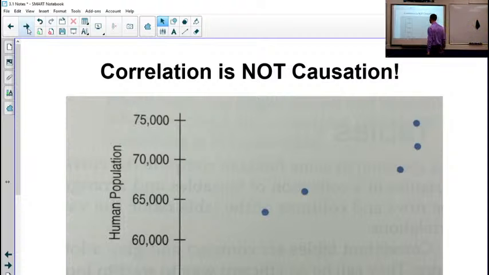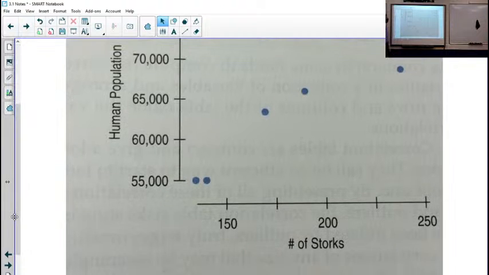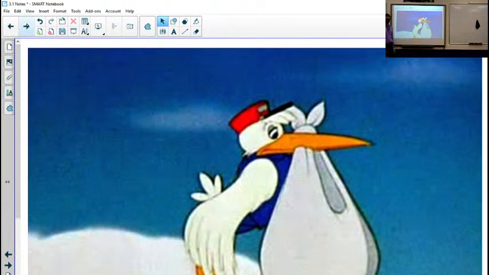So in this case, on the y-axis, we have the human population going up as the number of storks in an area goes up. So as there are more storks in an area, there tend to be more people in an area. And so clearly, obviously, but that's not obviously the case.